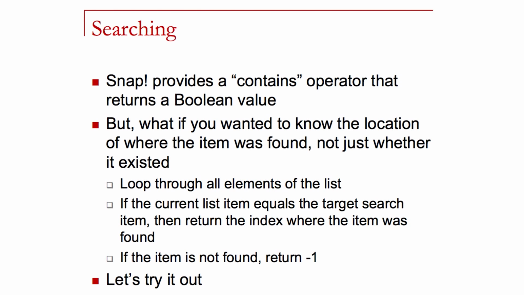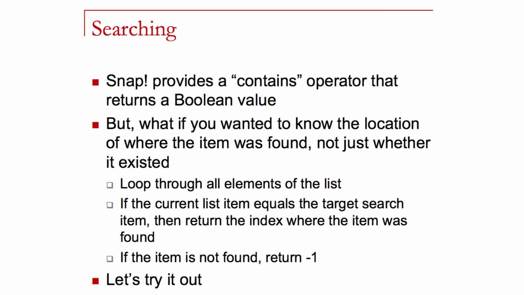So Snap provides a block called contains, and contains will pass back a Boolean value of true or false whether or not the item that you're looking for is actually contained in the list. So that just tells us whether or not that item is in the list. It may be useful to actually know where, or at what particular index, that item appears.